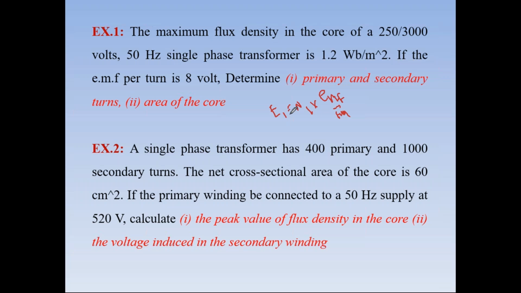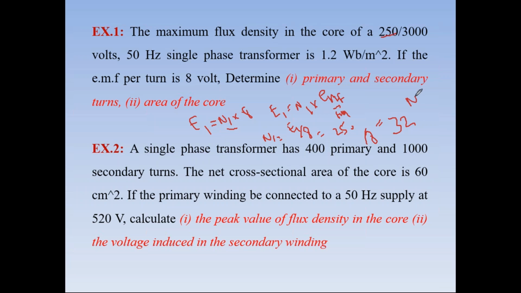First of all, note down the parameters they gave here. So E1 equals N1 into the value of EMF per turn, which is 8. Now we need to find the N1 value. So N1 equals E1 divided by 8. Here E1 is 250, because primary voltage equals primary induced EMF. 250 divided by 8 is 31.2, so I have to represent it as a round figure, 32.